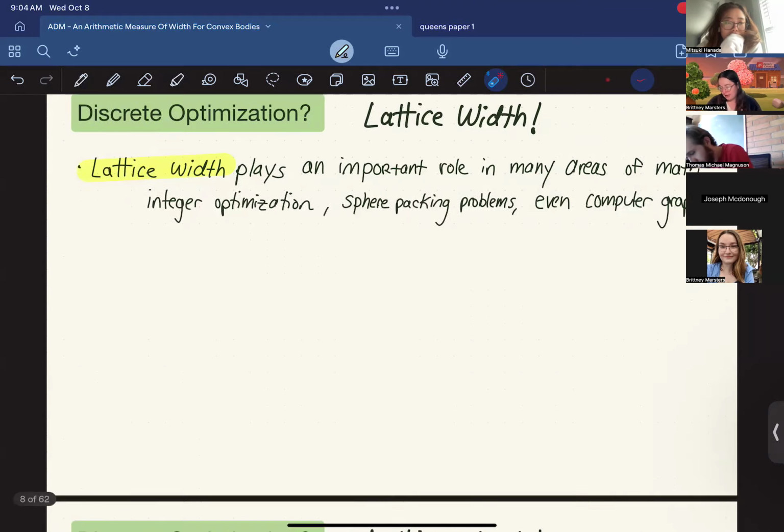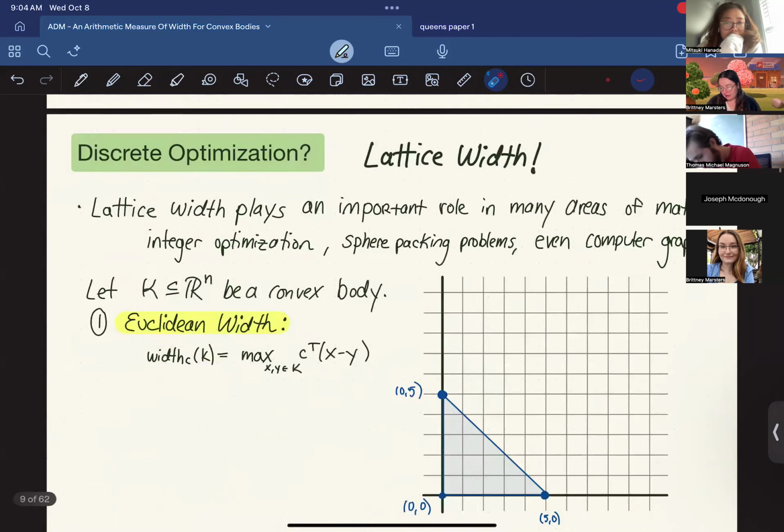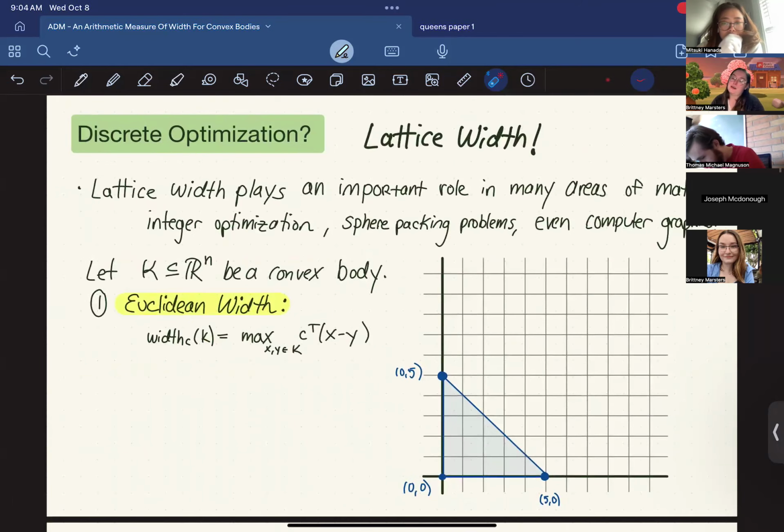Now, for some of us, we haven't thought about notions of width maybe since our first year analysis class. So I'm just going to go through what basic Euclidean width is, then what lattice width is, and then I'm going to build up to that new idea of arithmetic width. All right. So I'm going to start by fixing K to be a convex body.